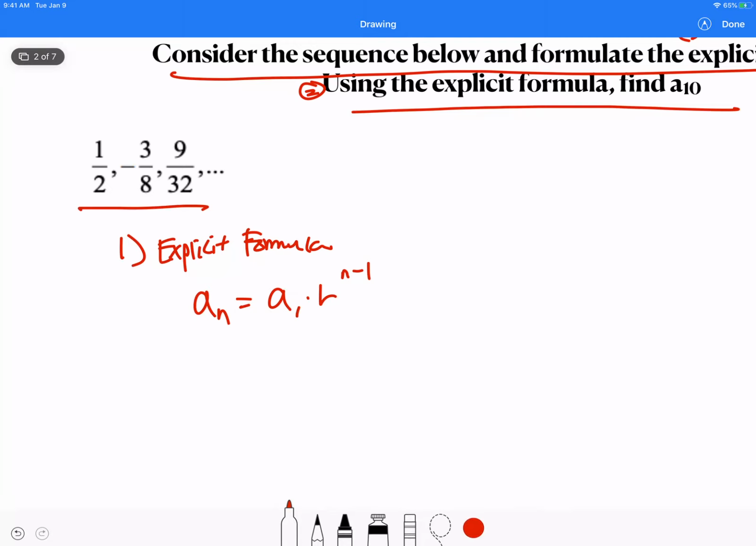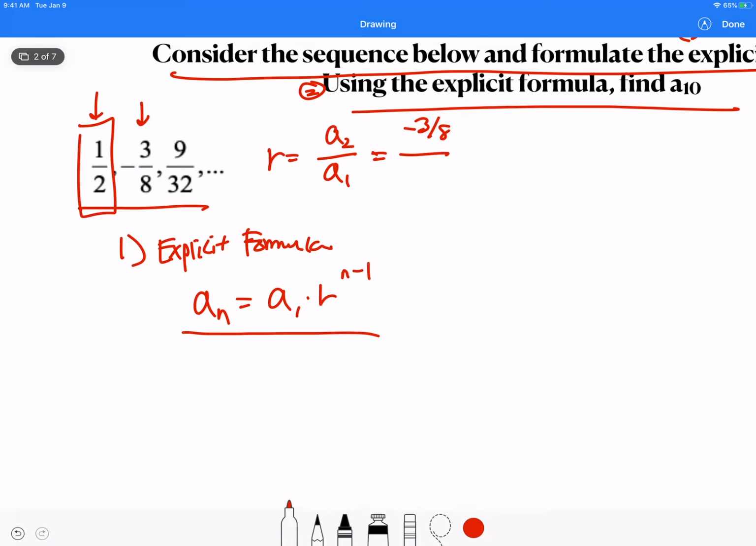This is being multiplied. So here, with using this explicit formula, I have one thing that's required of me, which is 1/2. But I need to find my common ratio first, right? So in order for us to do that, I always like to take the second term of the sequence divided by the first term of the sequence, or whichever way is easier. Because if I were to take the second and the first and just divide them up, I get what I call the common ratio. So here I'm going to do negative 3 over 8 divided by 1/2.